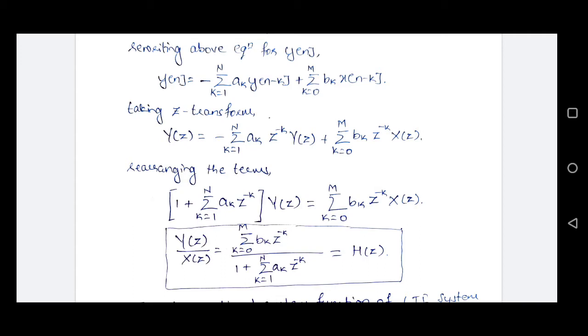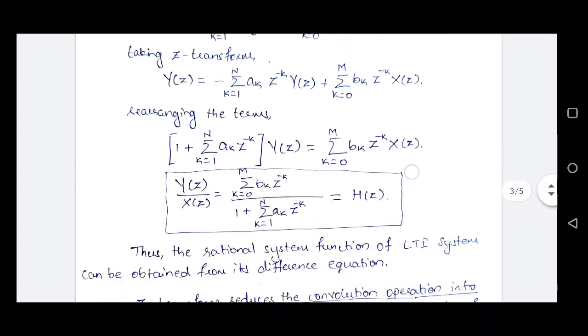Now rearranging the terms, Y(z) can be taken common, and taking the ratio Y(z) divided by X(z) will be written as summation k equals 0 to m of b_k z to the power minus k, divided by 1 plus summation k equals 1 to n of a_k z to the power minus k, which can also be written as H(z), which represents the transfer function or the system function as a ratio of the z transform of output to the z transform of the input.